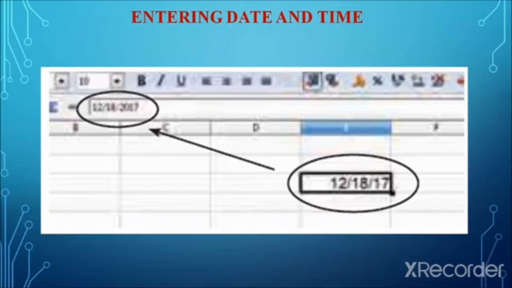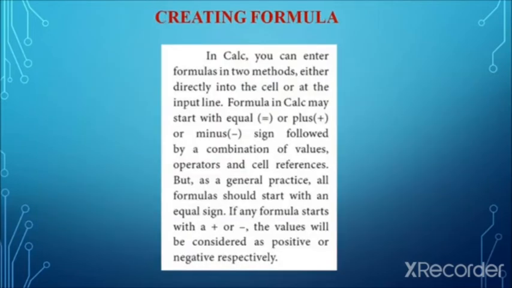So there are various date formats available. By right clicking the content, you can select the format cell formatting. So the cell formatting dialog box will appear. From there you can change the date and time format. And next we are going to see about creating a formula.